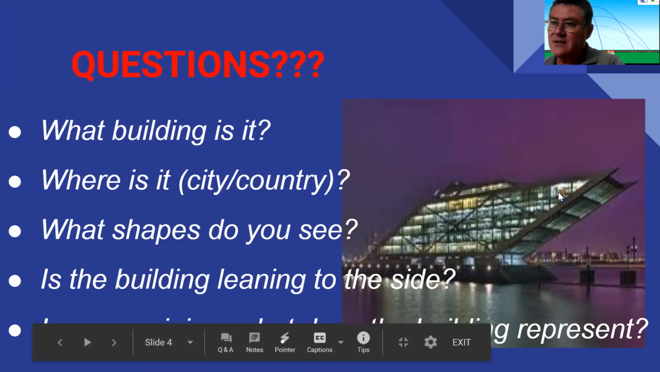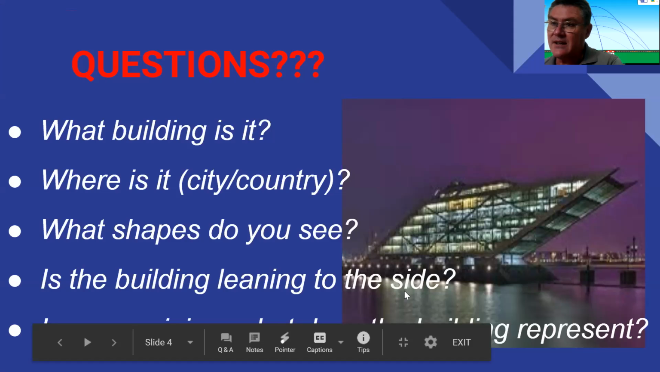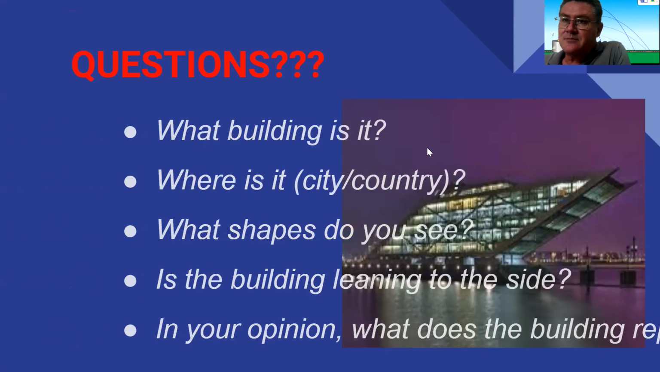What would you think? It's got this shape here. It's in the water there. There's the little bit on top. Might be a big ocean liner, a yacht or something. You can tell me in the comments what you think this is.